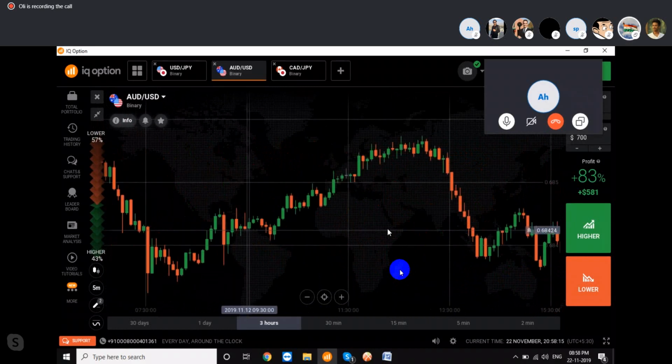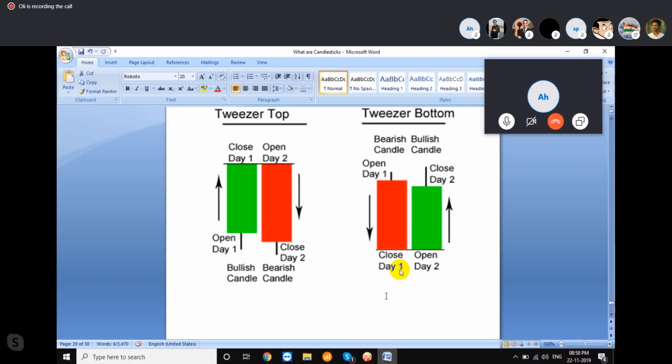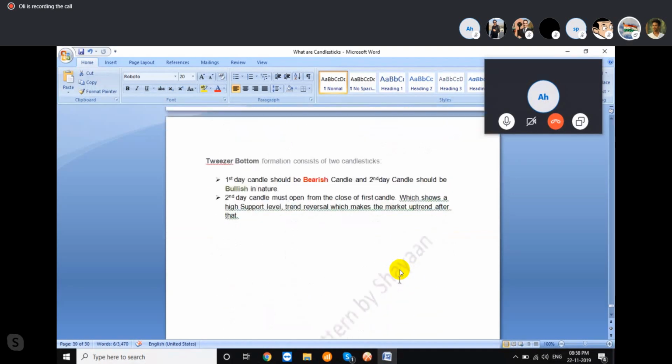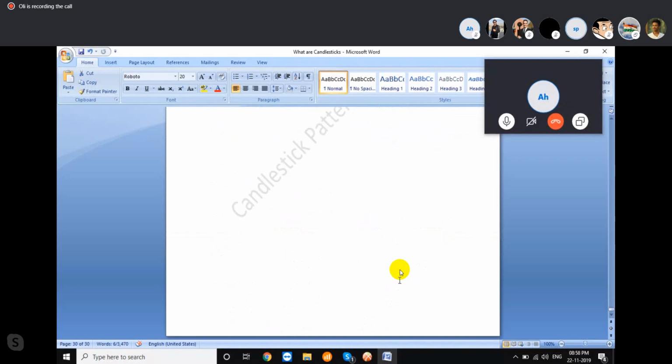Better, if you guys are seeing it, like how I mentioned here, the completely flat surface on resistance and completely flat surface on support, that's a considerable one, and based on that we will be placing trades for buy and sell. Okay. So yeah, this is all about your candlestick patterns. This is completed today. Done.